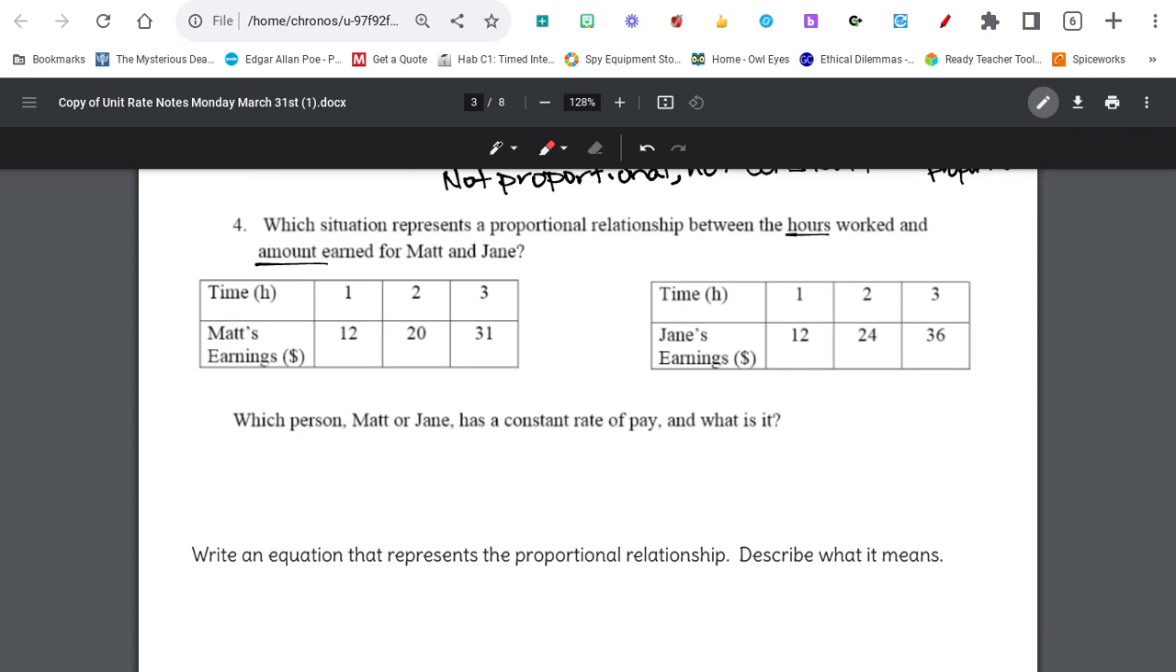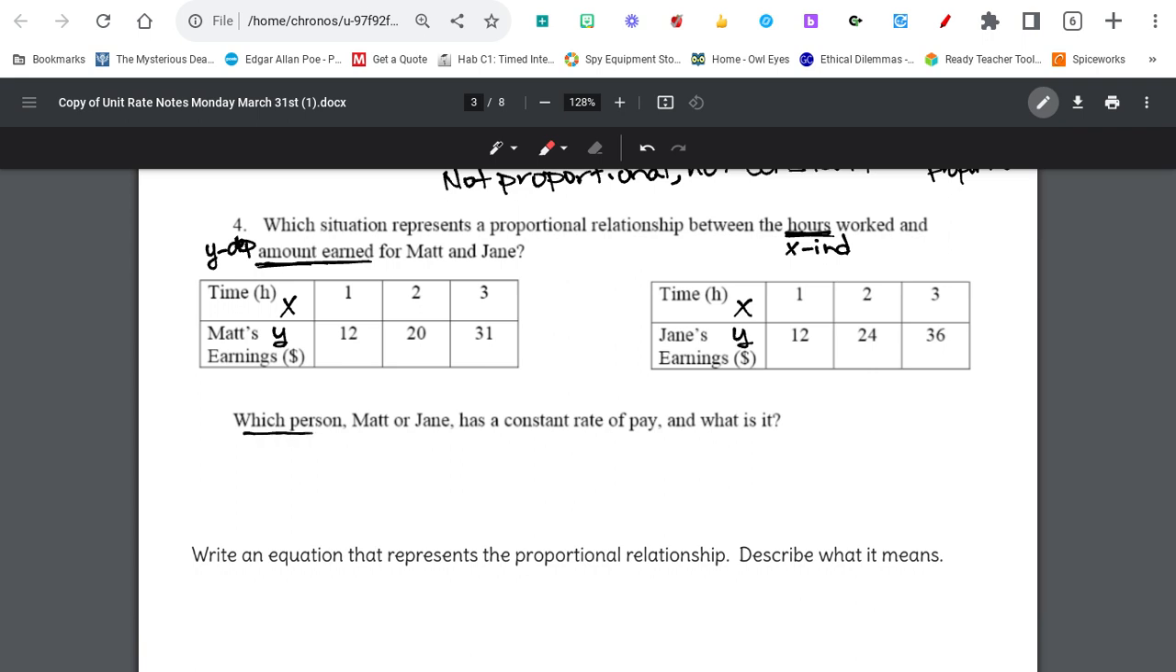And let's take a look at 4. Which situation represents a proportional relationship between hours worked and amount earned for Matt and Jane? So hours, you've got to put in some hours before you get any earnings. Nobody's going to pay you if you haven't worked. So this is the first thing that happens, so it's our independent variable. So I'm going to go to my tables and find hours and label it as X. Both of these are X's. Therefore, the amount earned has to be Y, my dependent variable. So I go to my tables and label these as Y.